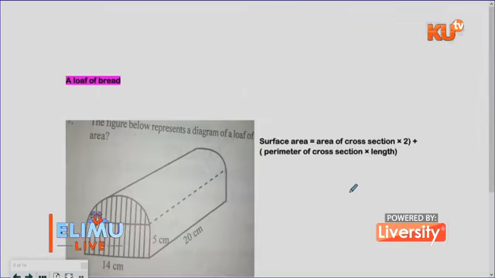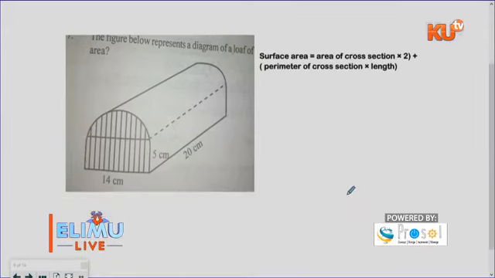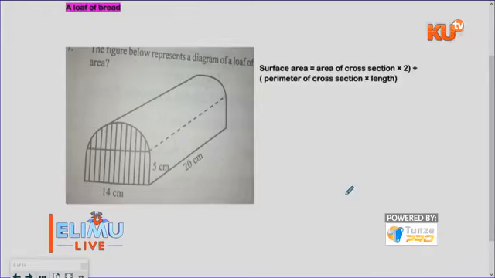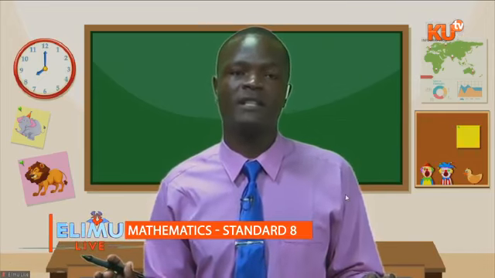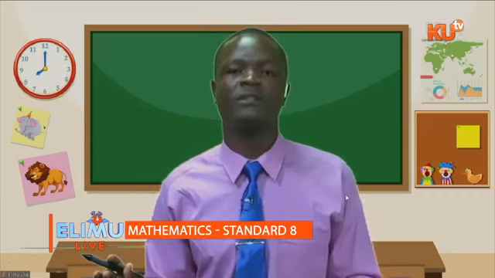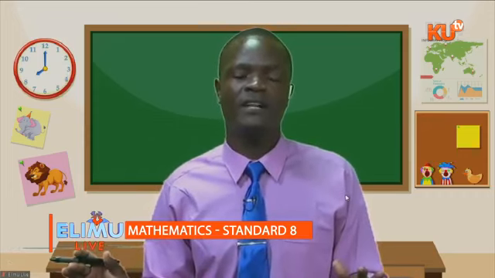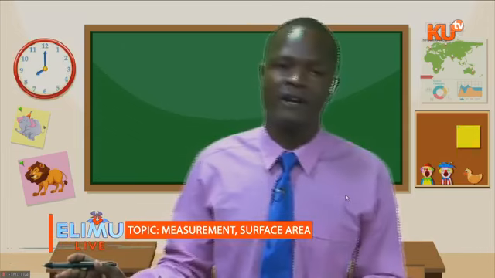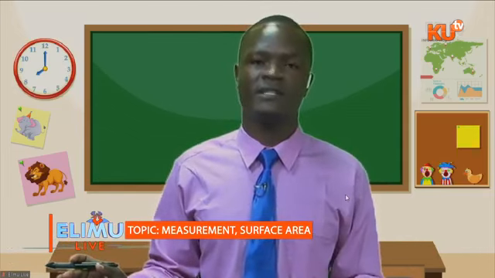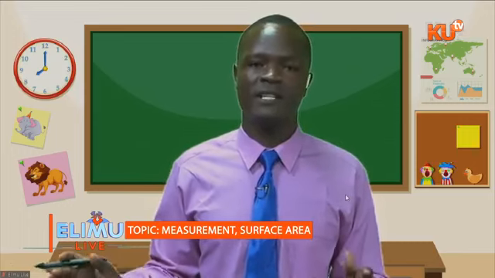The next example here is a loaf of bread. This is also another area that is very important for you to understand. For a loaf of bread, the cross section is made up of a semicircle and a rectangle. So if you are going to find the area of each cross section, we are going to find the area of the semicircle, and then also the area of the rectangle. After finding those two areas, we add them. So that will give us the area of the cross section.